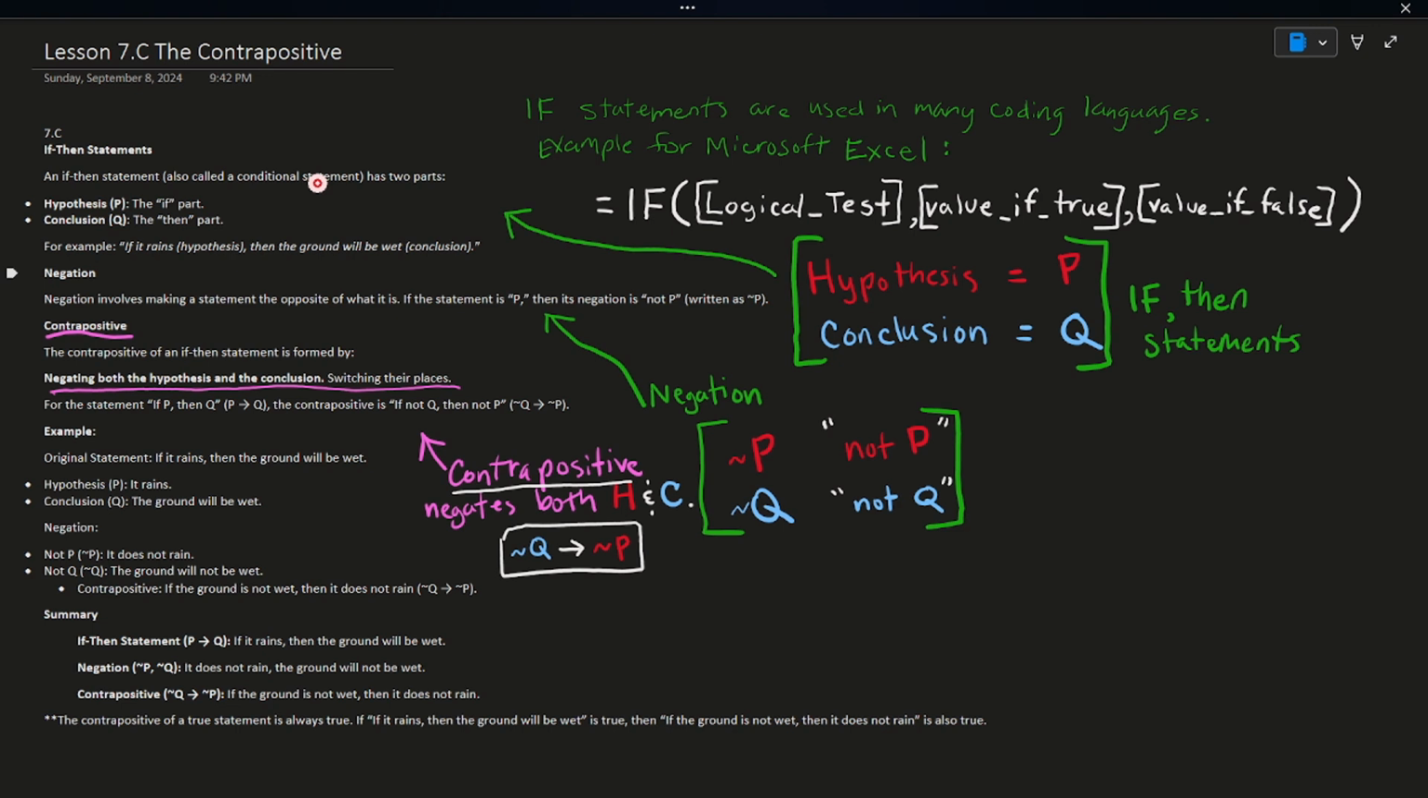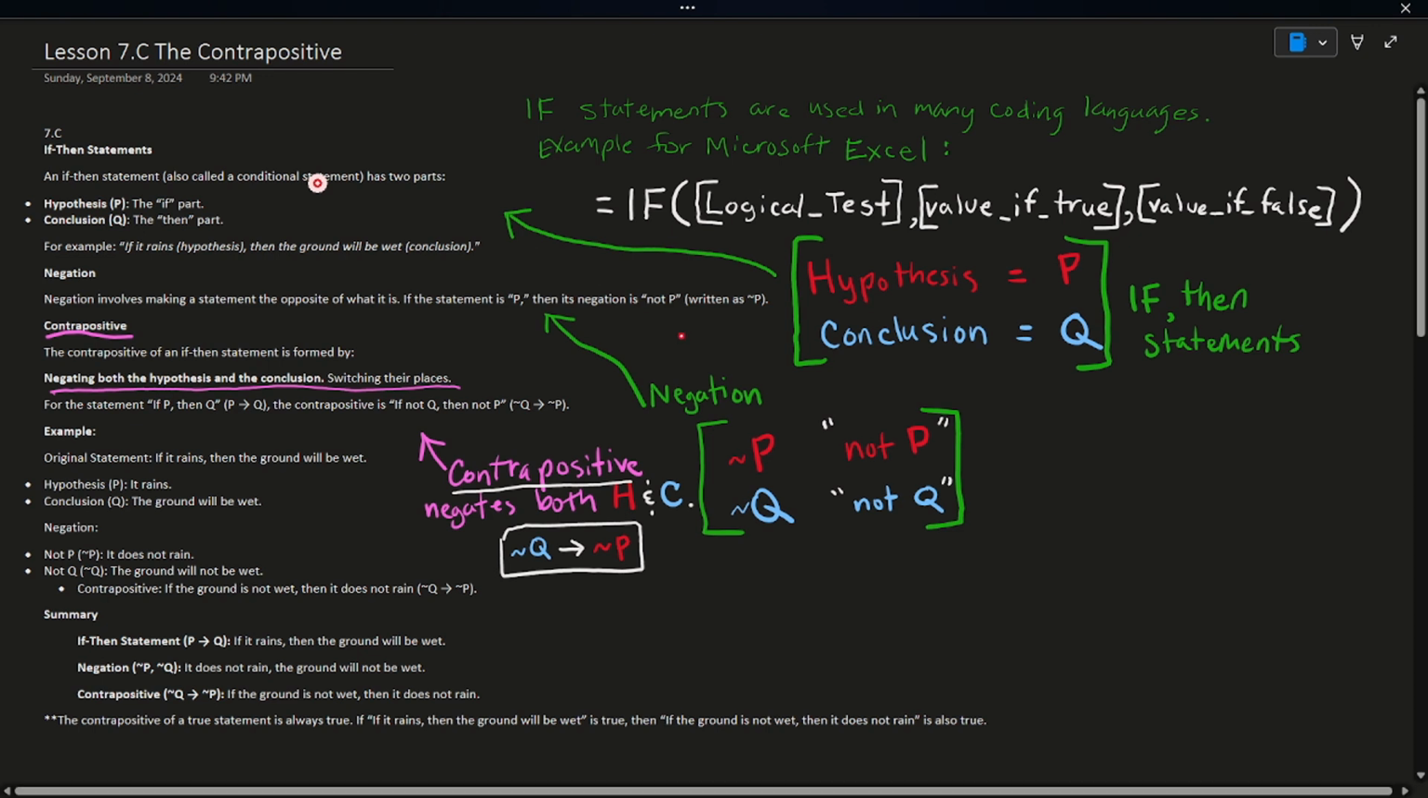All right, negation. Let's talk about negation. Negation sounds a lot like negative. That's exactly what we're doing here. Negation involves making a statement the opposite of what it is. If the statement is P, then its negation is not P, written as a tilde with a P, right? Said as not P.